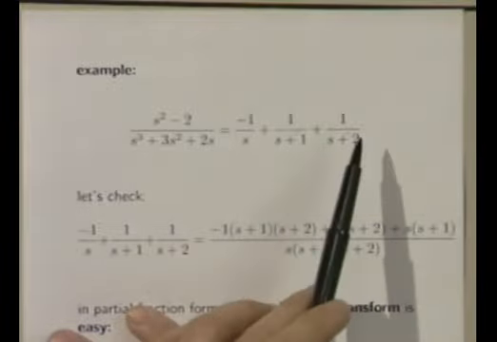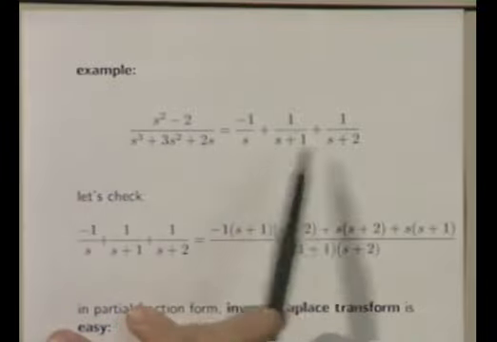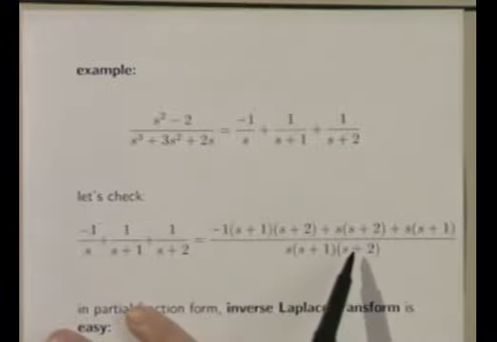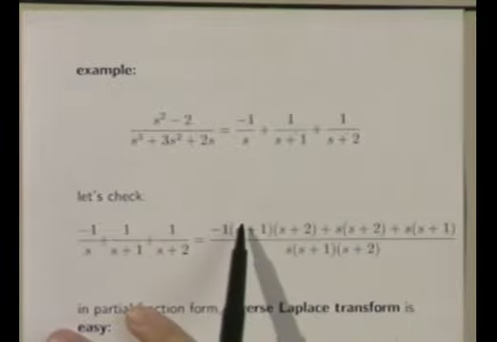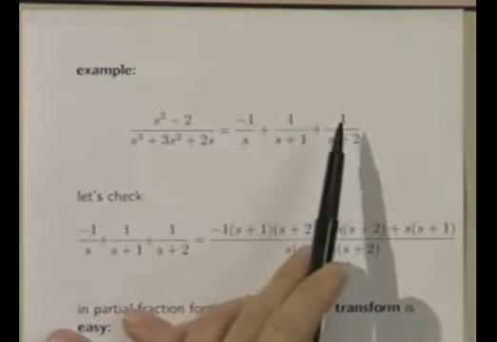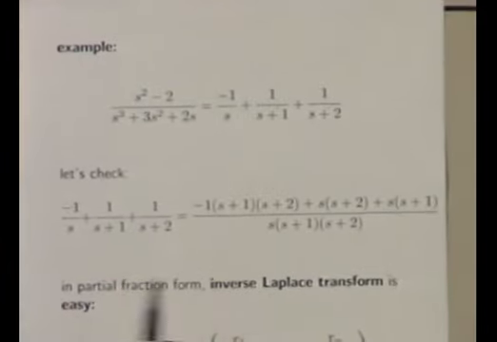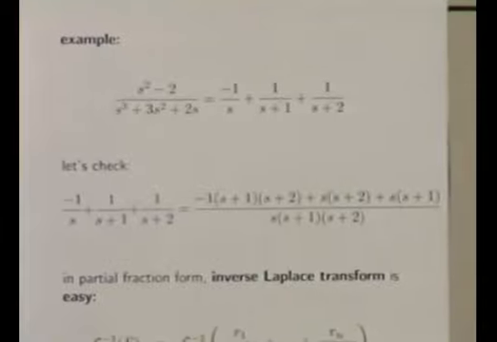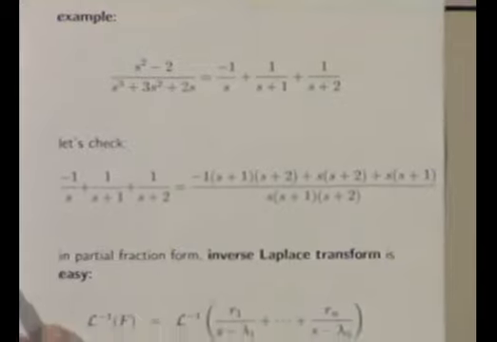To go from partial fraction expansion to the more conventional ratio, you simply put everything on a common denominator. So what I do here is the common denominator is s plus 1, s plus 2, and I have minus 1 times these two, the product s plus 1, s plus 2, that's here. Then I have plus s times s plus 2, that's this term. And then finally I have plus s plus 1, that's this. I multiply all this out, I collect like terms, and when the smoke clears, hopefully I get s squared minus 2.